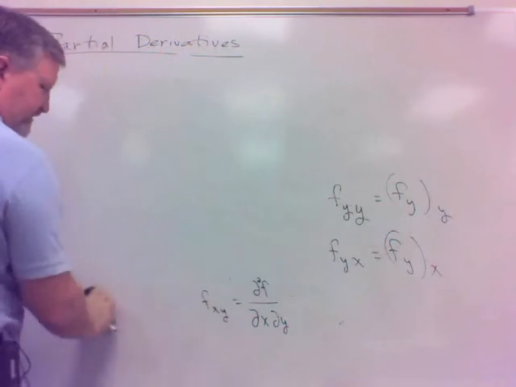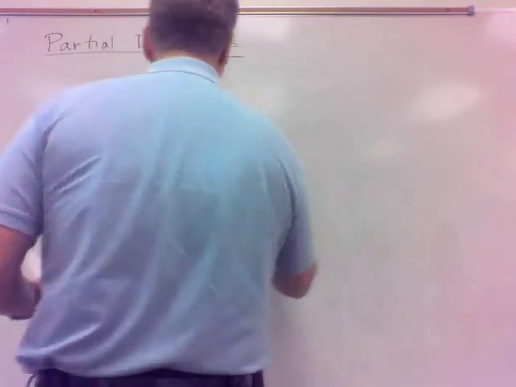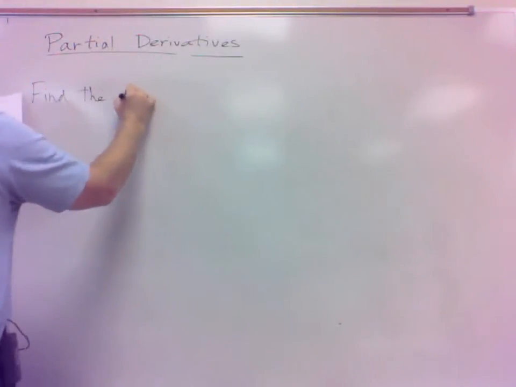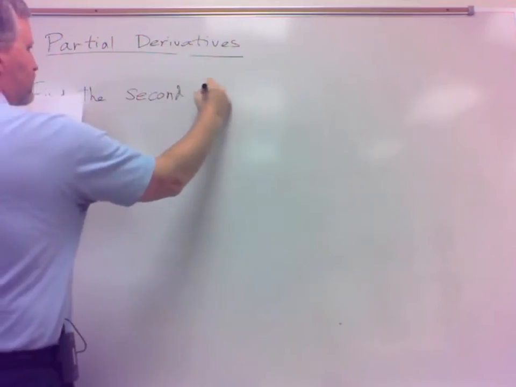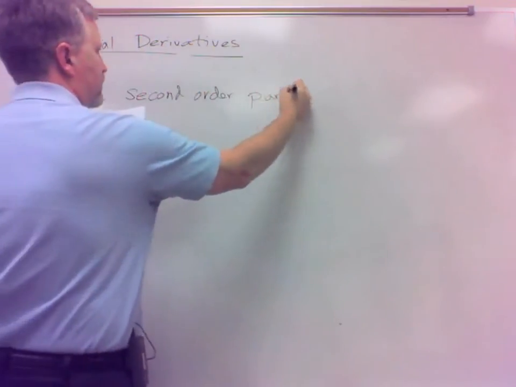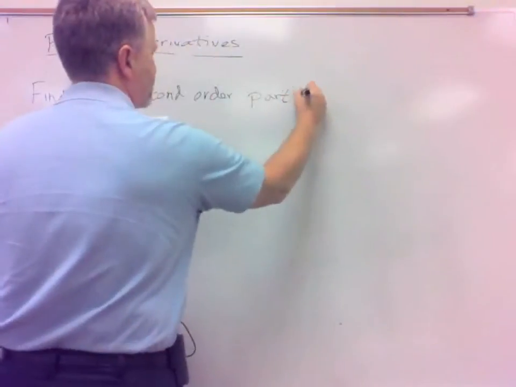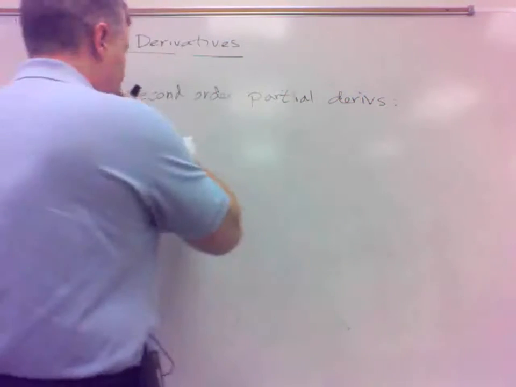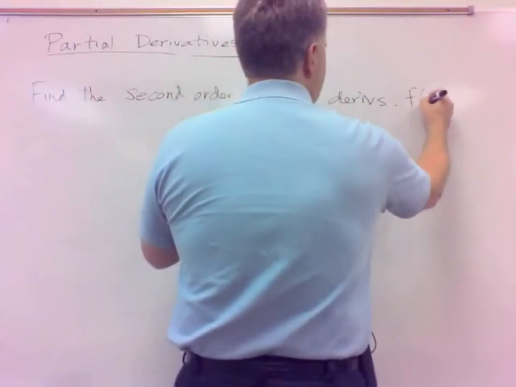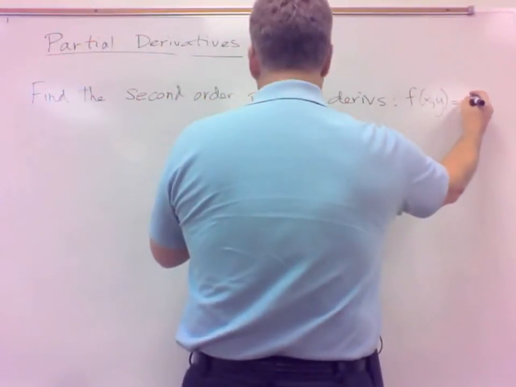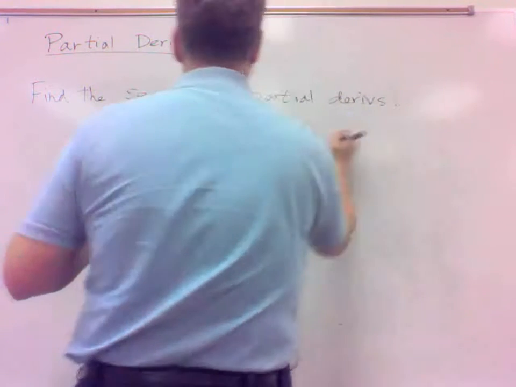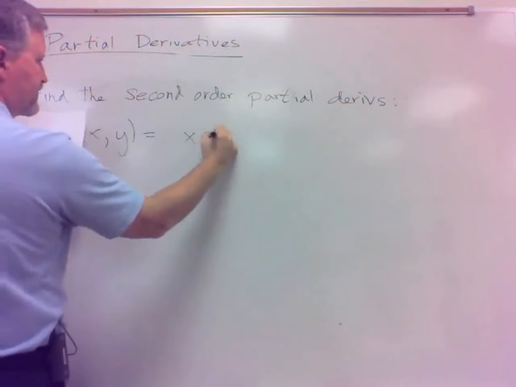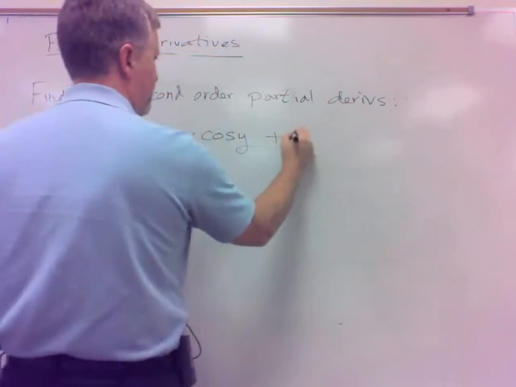Okay. All right. Let's do some second partial derivatives here. Find the second order partial derivatives. And let's do f of x, y equals x cosine y plus y e to the x.